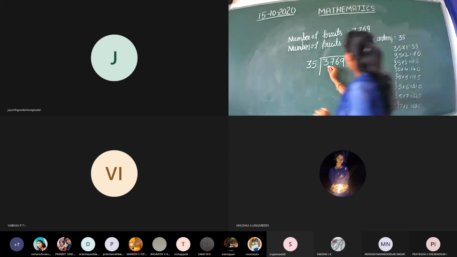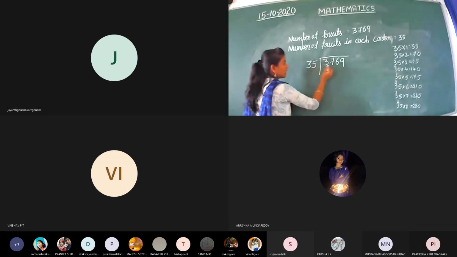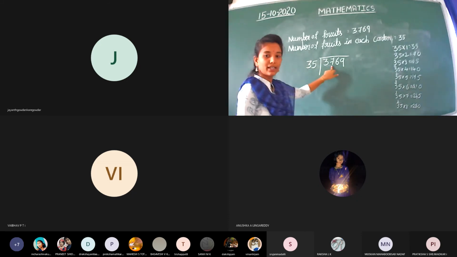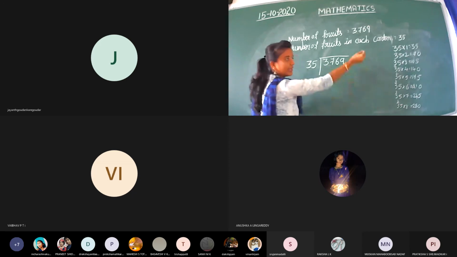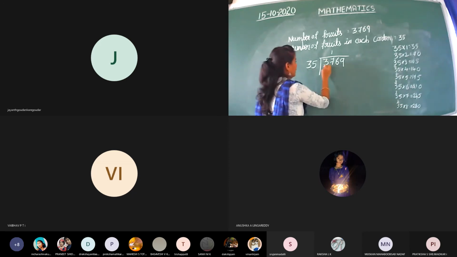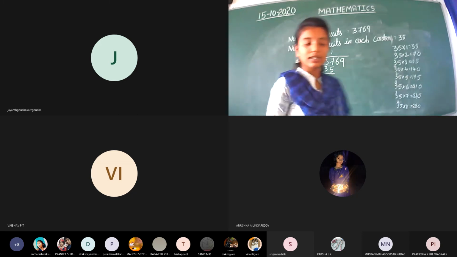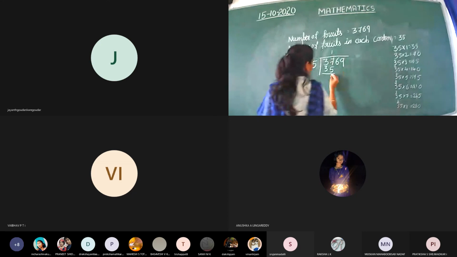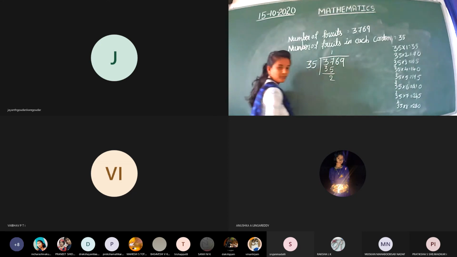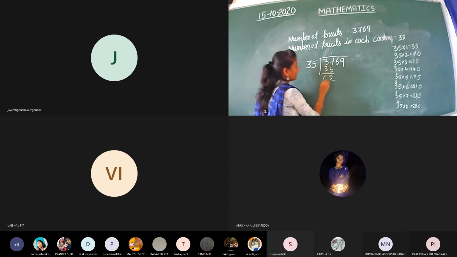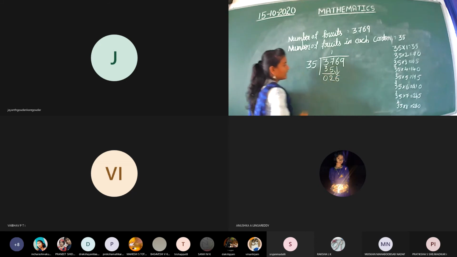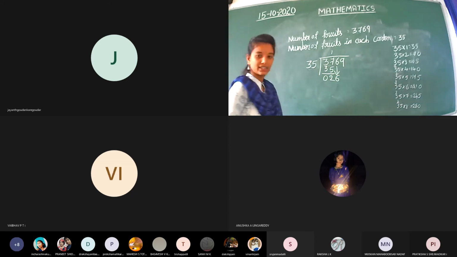See, in 35 the first two digits are given. You also choose the two digits. 37 is there. Smallest number in the table, 35 ones are 35. 7 minus 5, how much? 2. 3 minus 3, 0. The next, take down the next digit. It becomes 26.